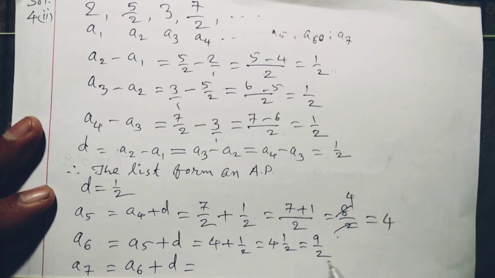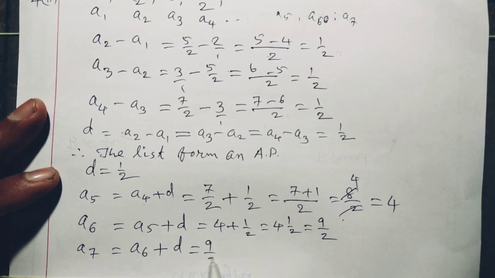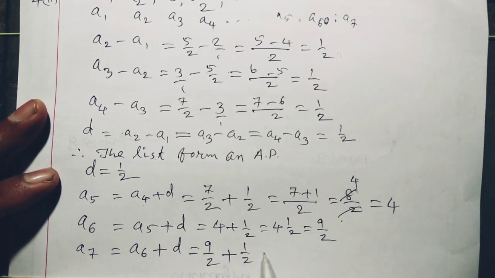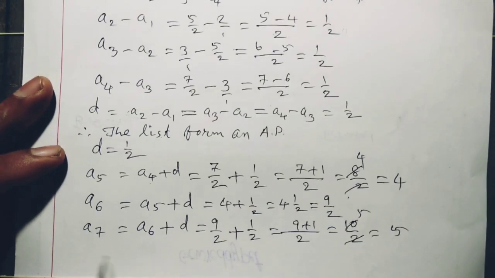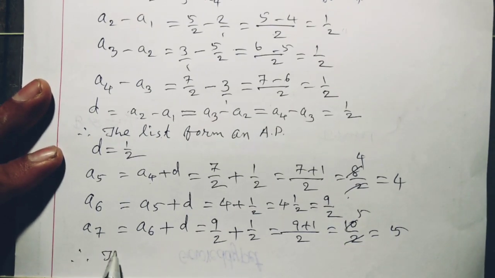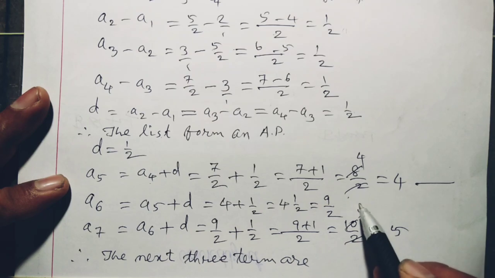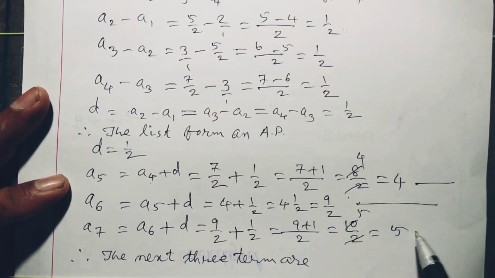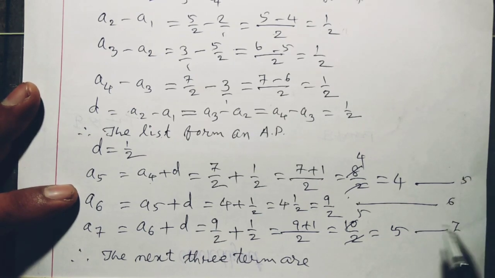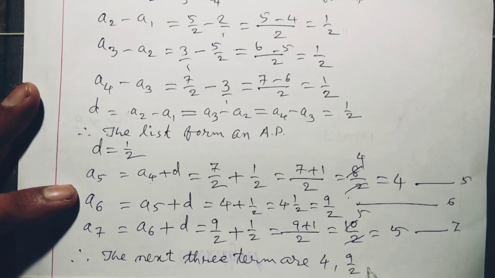A6 is here only A6, 9 by 2. D is 1 by 2. So 2 is the LCM, 9 plus 1, 10 by 2, 2 ones, 2 5s, 5. Therefore, the next 3 terms are, this is 4, 9 by 2, 5. This is 5th, 6th, 7th: 4, 9 by 2, 5.